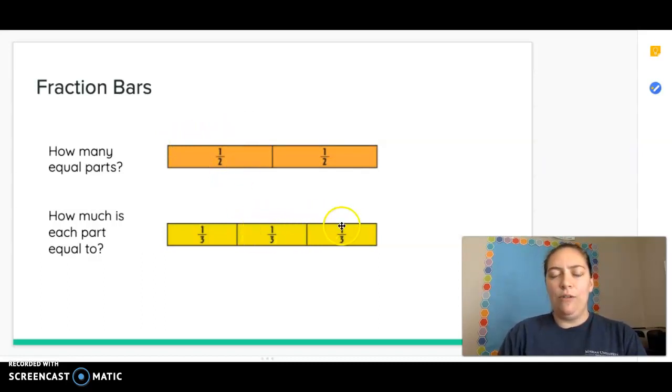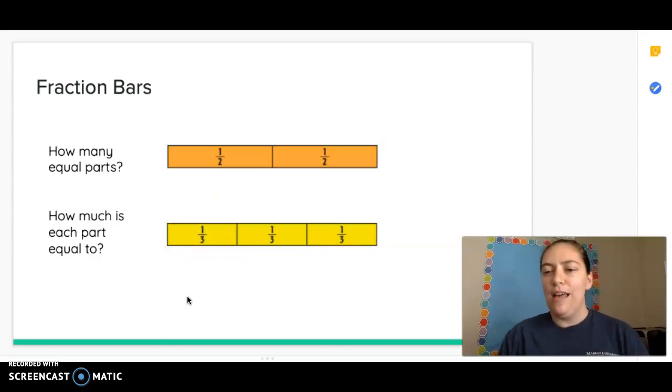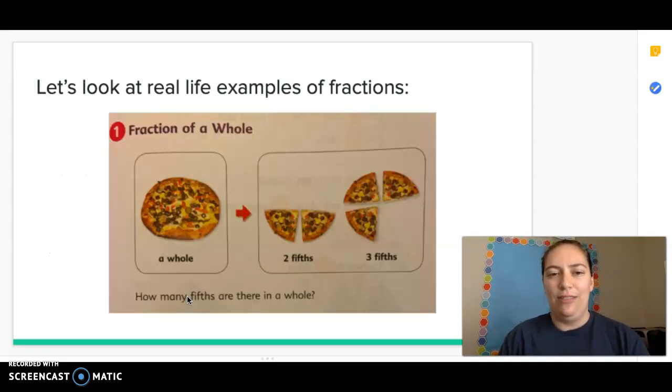Well, how many equal parts are in this one? 1, 2, 3. There are 3 equal parts. Now, how much is each part equal to? Each part is equal to 1/3. Good. So that might have been a little confusing, so I just wanted to go over that part of your Google Slides that you have to do at the end.